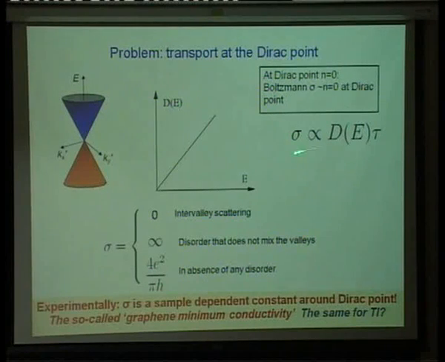But one has to be careful. Tau also depends on the density of states, and in most models, tau actually goes as 1 over the density of states. So you could conclude, no, conductivity will become constant there.